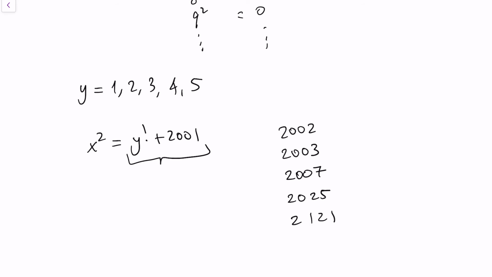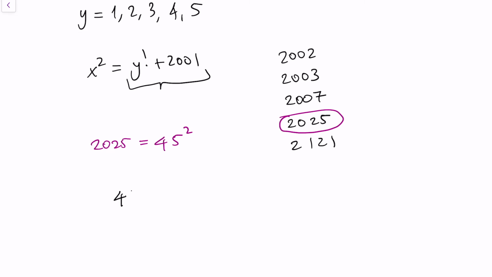In other words, the only solution that would satisfy the requirement that x is an integer is 2025, because 2025 is simply 45 squared, right? So the solution is x is 45 and y is 4.